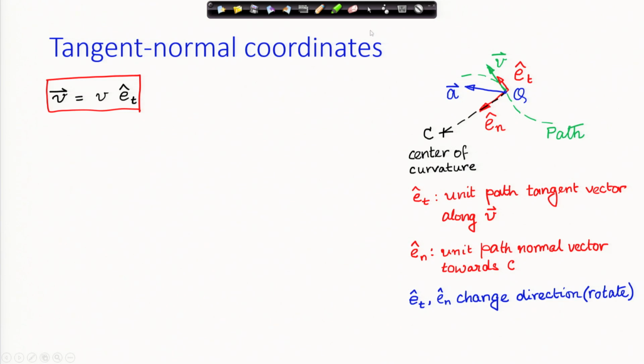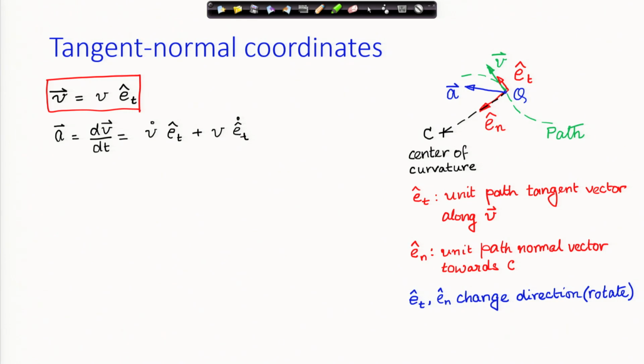Now, the velocity vector in this coordinate system defined by E_t and E_n is simply written as the speed, the magnitude of the velocity vector, times the unit vector along the velocity direction. So, therefore, the velocity vector is v times E_t cap. How do you find acceleration? You differentiate the velocity vector.